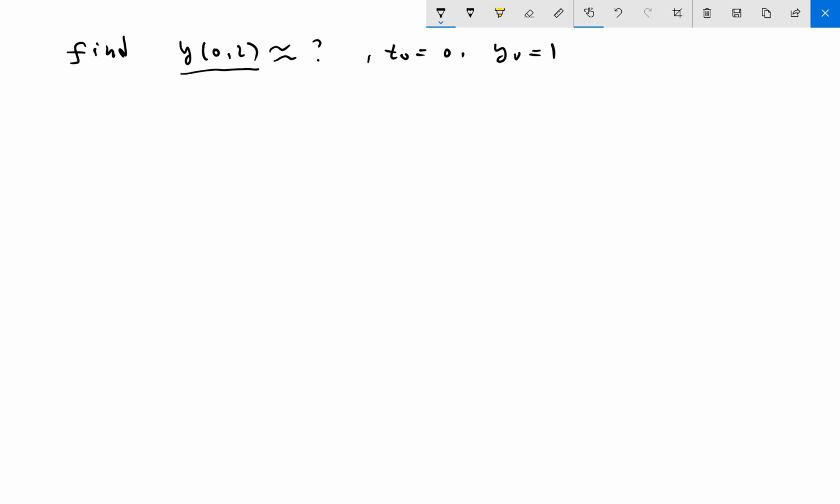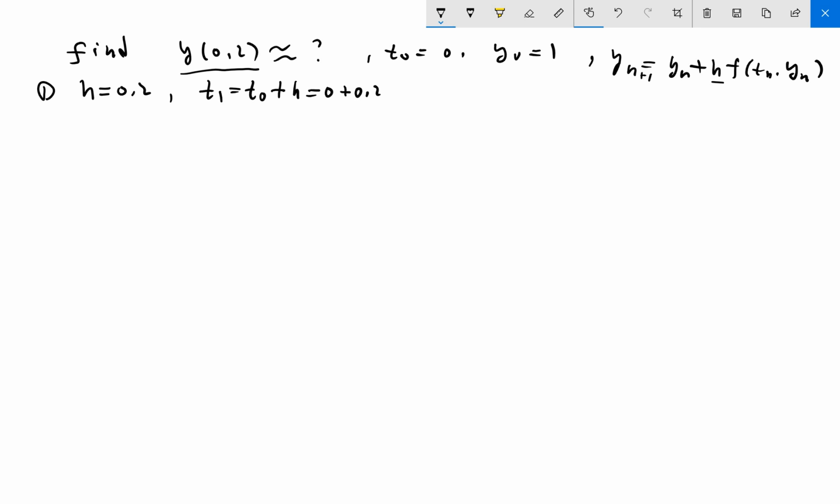Now we want to use Euler's formula: yn plus 1 equal to yn plus h f(tn, yn). If you want to use this formula, we need to know h. Let's solve this problem in 2 or 3 ways. First, we choose h equal to 0.2. So our t1 equals t0 plus h; t0 is 0, h is 0.2, so our t1 is 0.2. Now let's find y1 first. y1 is equal to y0 plus h f(t0, y0).